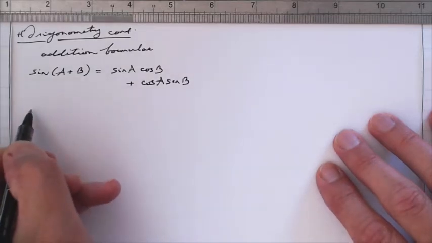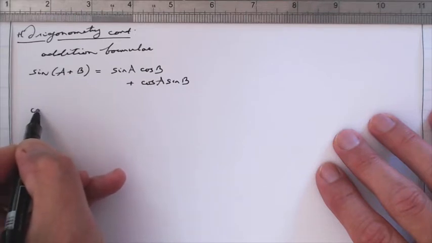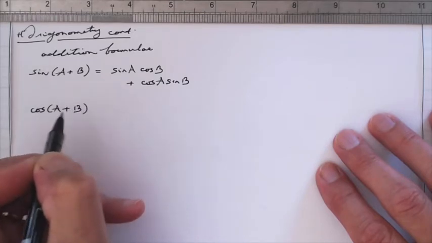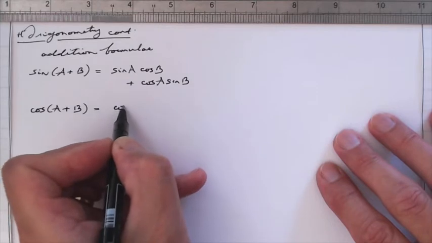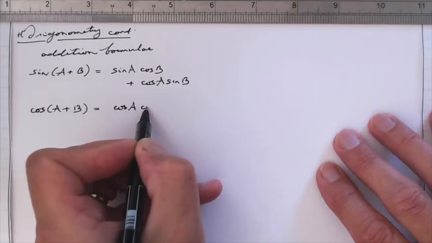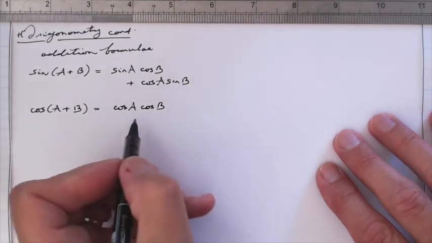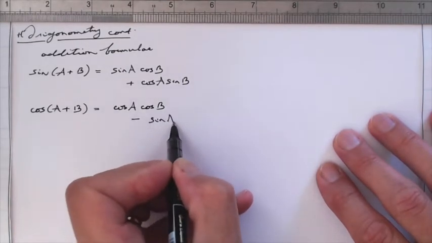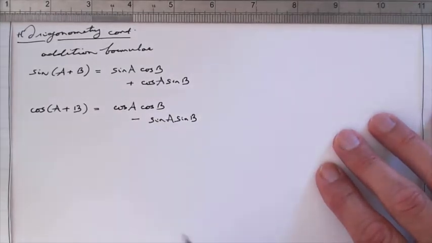And there is a cousin of this, or I should probably say a sibling of this, which is for the cosine of the sum of two angles. cos(A+B) = cos A cos B, and then very important here, minus sin A sin B. And again, some quite nice symmetry in there.